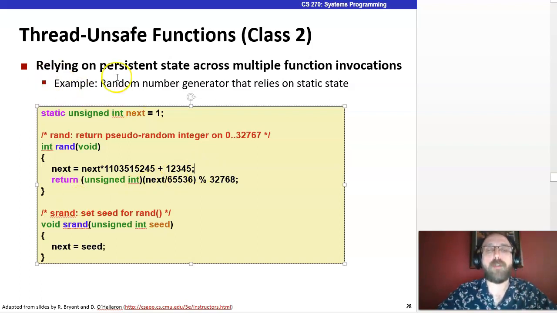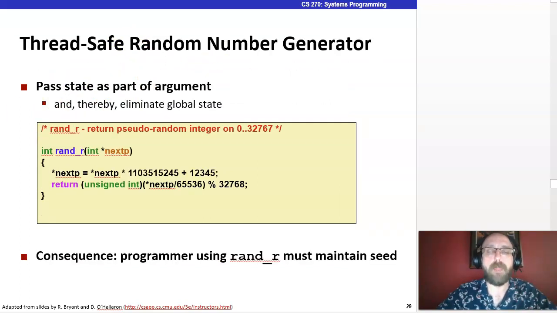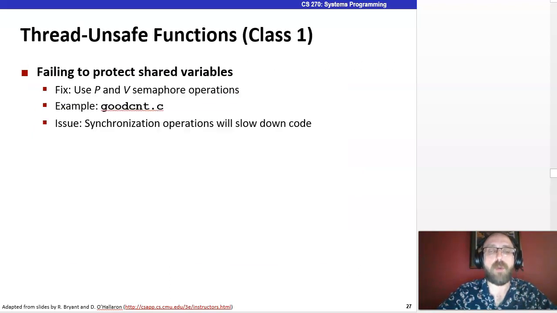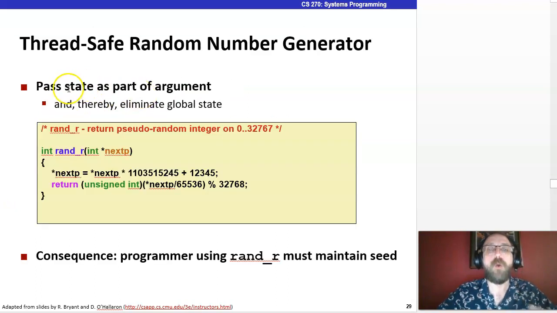So the solution for something like that, a function that requires persistent state: of course, we could do locking, but a solution that doesn't require adding in those P and V operations and slowing down the code would be to pass that state as an argument rather than having it as a global variable. Pass it into the function, and if we do that, then each thread could call srand on its own.